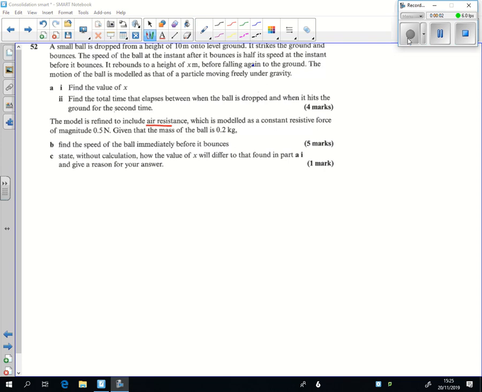For part B then, we're changing due to air resistance. What that means is our acceleration is going to be different because we've got different forces acting on it. On the first one, the force acting on it is just the mass pulling it downwards, so 0.2 g, gravity pulling that down there. But now we've got this 0.5 resisting it. And so the force equals mass times acceleration. The force is 0.2 g minus 0.5 equals mass times acceleration.